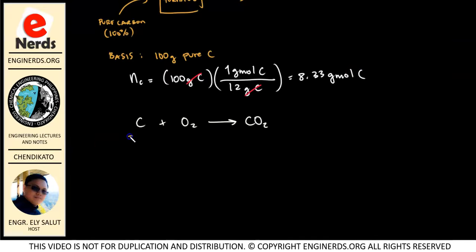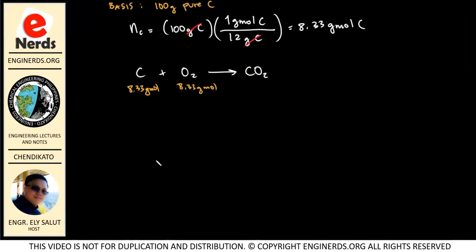So, we have 8.33 gram mole ng carbon. So, 1:1 tayo, kaya ang O2 natin is 8.33 gram mole din. So, dahil pure carbon lang, yan lang ang ating reaction. So, therefore, our theoretical O2 is already this one. So, theoretical O2 is equal to 8.33 gram mole of O2.